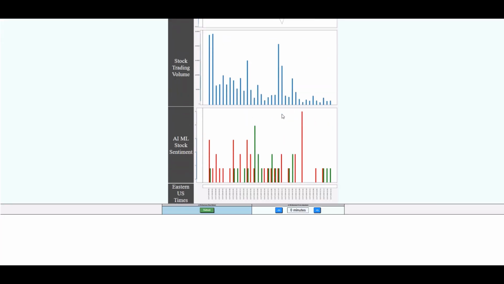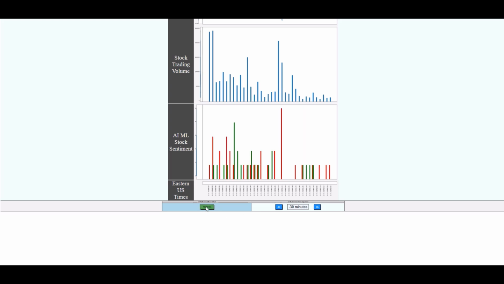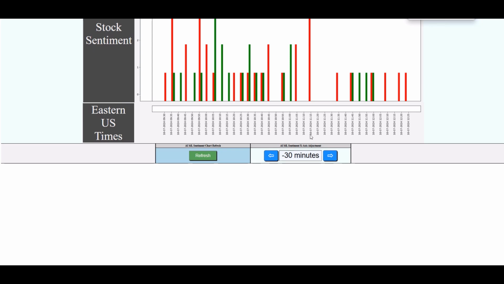We're going to go ahead and adjust for, let's say, 30 minutes, and this will only shift the stock sentiment. We will refresh. When we refresh, it only hits this single API here, the StockGeist API, and we see it did shift over. It is now, let's zoom in, shifted over to 11:15 Eastern US time.